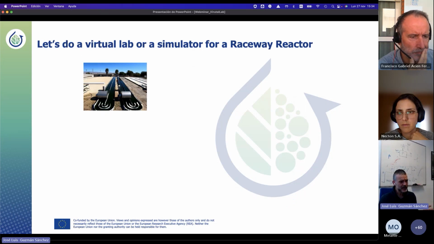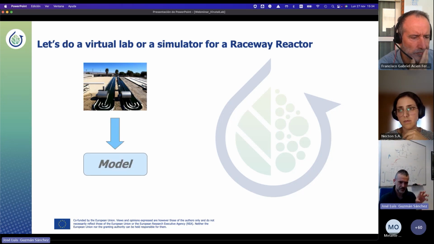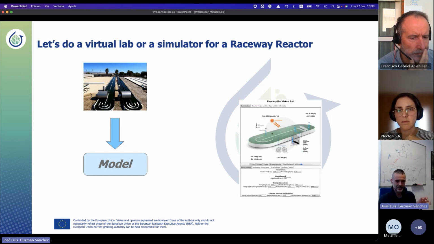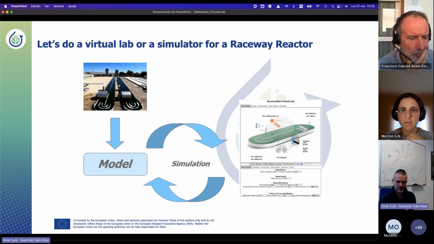So at the end, how we have created the tool. We have the real system, and we were able to develop a first principle model. Once we got the model, we were working to develop just an easy visual representation of the system with all the parameters available to be configurable. When we had that, what we did was to develop the connection between the graphical part and the model.